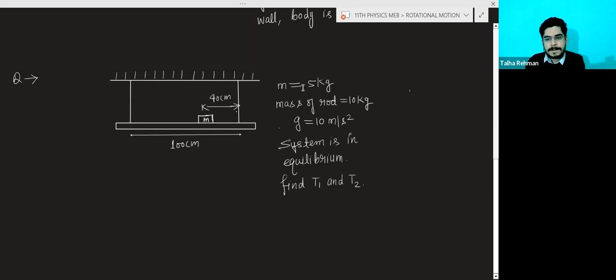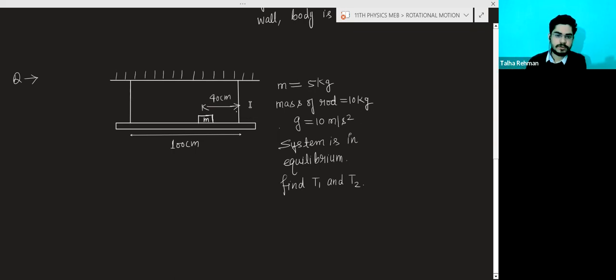This mass is 5 kg, and the mass of the rod is 10 kg. Acceleration due to gravity is given as 10 meter per second square. They are saying the system is in equilibrium. Find the values of T1 and T2, meaning the tensions in the strings.